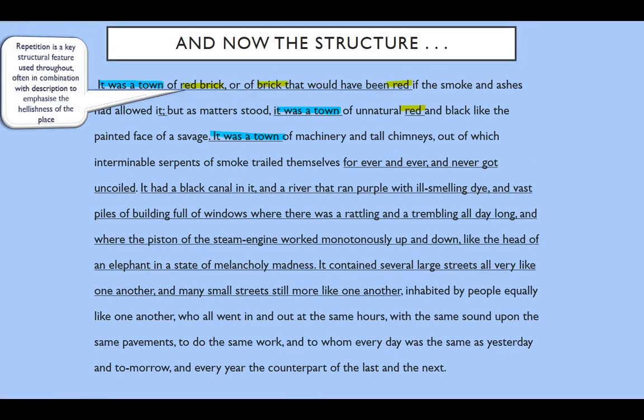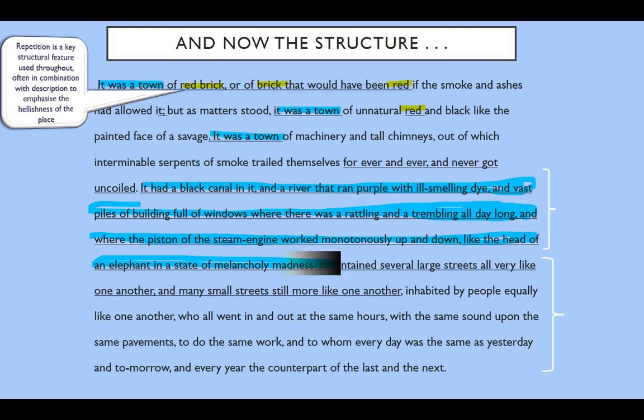So the first thing to notice is the repetition. Now I said that repetition works as both a language feature and a structural feature, and we can see this here. If we look at the start of each of these clauses, it was a town, it was a town, it was a town. The repetition creates a rhythm to this writing, and it's emphasising the urban nature of this setting. We've also got the repetition of the adjective red being used to connote a sense of it being hellish. It makes us think of hell. That's the idea that he's trying to get across to us.